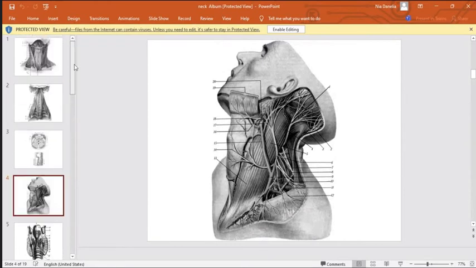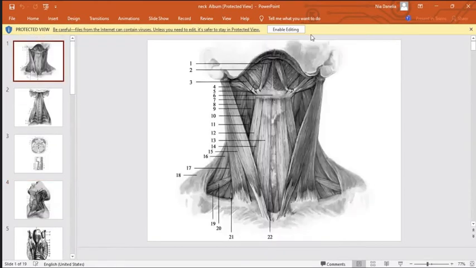Submental triangle is located below the chin, which is bounded laterally by anterior bellies of digastric muscle. Inferiorly, it is bounded by hyoid bone, and floor of this triangle is formed by mylohyoid muscle. This is mylohyoid muscle.